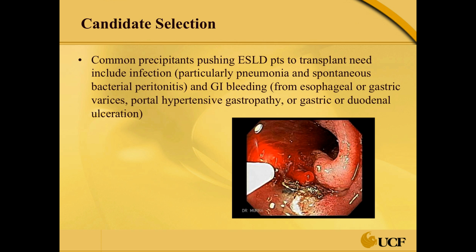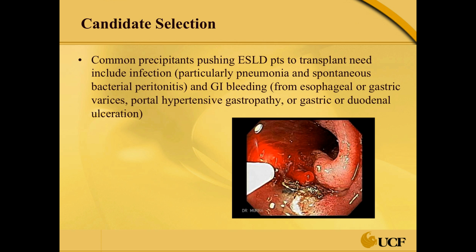Okay, common precipitants pushing ESLD patients to need a transplant are going to be things like recurrent infections, so pneumonias, bacterial peritonitis, and then those who have significant GI bleeding. So patients with esophageal varices or gastric varices, those are very tender varices that tend to rupture and hemorrhage out like you're seeing in this endoscopy picture here. Those patients are definitely going to be at your highest likelihood of being candidates for this.